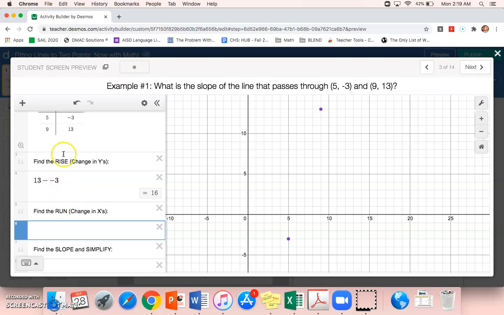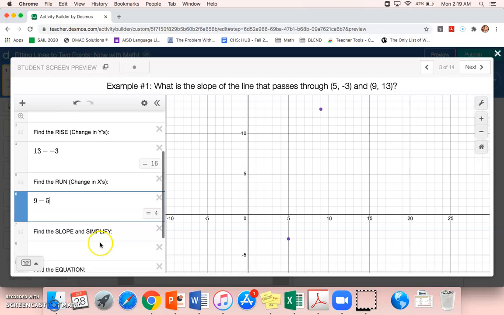Down here, we're going to do the same thing. So notice I started with the 13, so I'm going to come over here to the 9 and start with the new ordered pair. I'm going to subtract the 5. So 9 minus 5 makes 4.